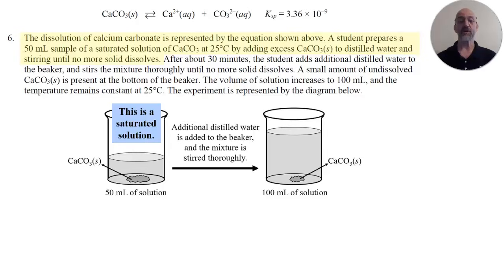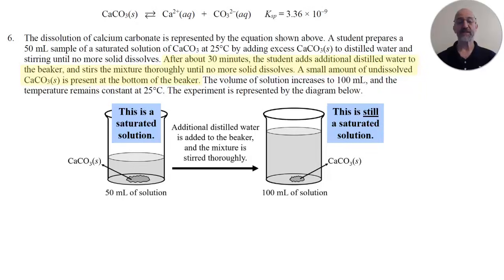Now, the next thing that occurs is after about 30 minutes, the student adds additional distilled water to the beaker and stirs the mixture thoroughly until no more solid dissolves. And as you can see, a small amount of undissolved solid calcium carbonate is present at the bottom of the beaker on the right side of this diagram. So it's important to realize that this is still a saturated solution. Did all of the solid calcium carbonate dissolve? No. And so because it remains saturated, that's going to be an important part of how we determine the correct answer to question 6.